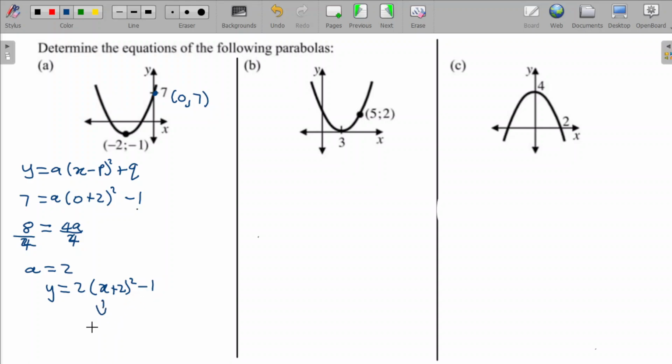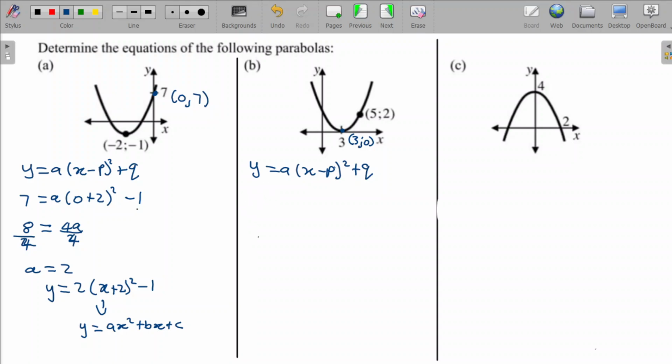And then again, you're supposed to write this in the form y equals ax squared plus bx plus c. Now coming to this one, again, y equals a times (x minus p) squared and then plus q. Then from here, again, our turning point is 3 maps to 0, and the point in the graph is 5 maps to 2.